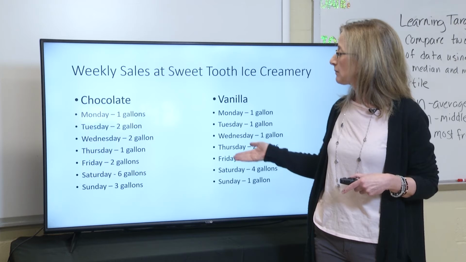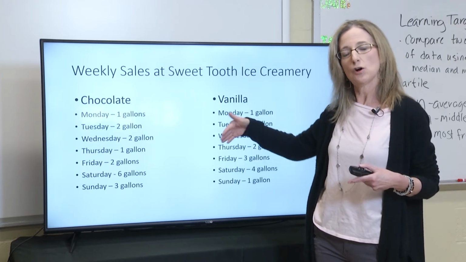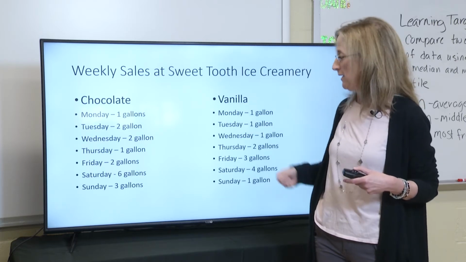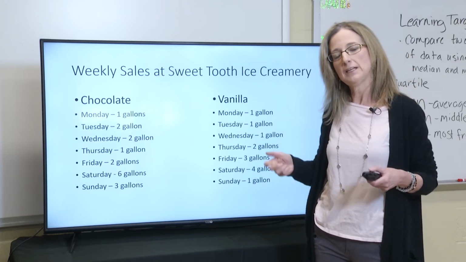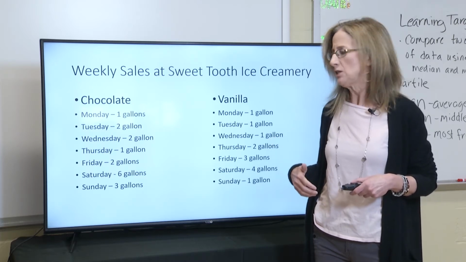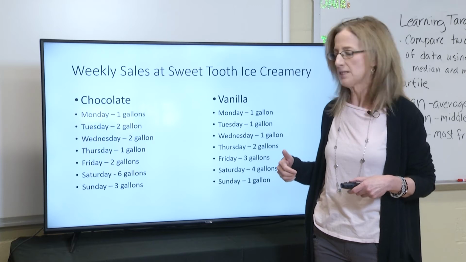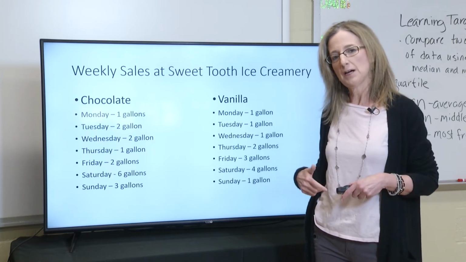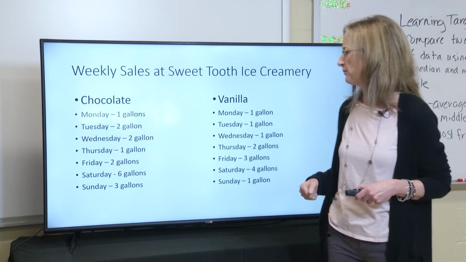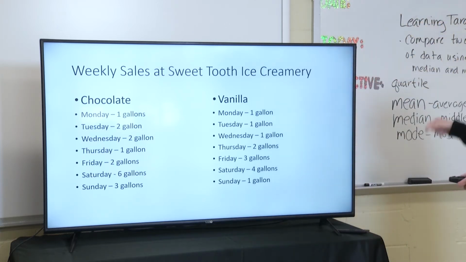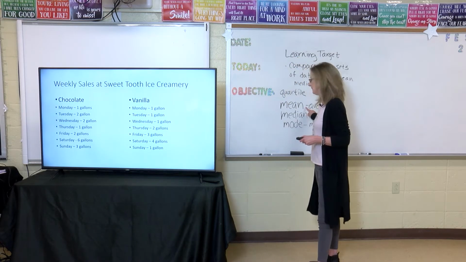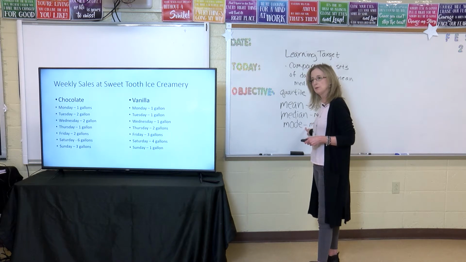So they've done a survey, and this is on average for last week, how many gallons of chocolate they sold, how many gallons of vanilla they sold. So they need to know how many roughly they need to buy each week. So what I want us to do is to sit down and see what their average sales of chocolate and vanilla ice cream is. So let's look at it. We can find 3 different averages. We can find the mean, the median, and the mode.